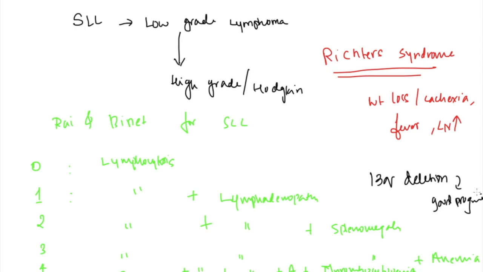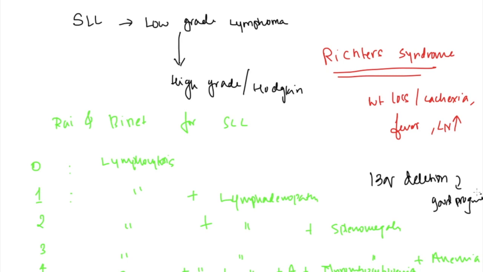Now, indications for treatment: we have seen that if there is lymphadenopathy, splenomegaly, and the patient is having excessive B symptoms and presence of AIHA, under these conditions we have to start them on treatment. So what are the drugs? The mnemonic is FCR: fludarabine, chlorambucil, rituximab. Rituximab is an anti-CD20 drug.